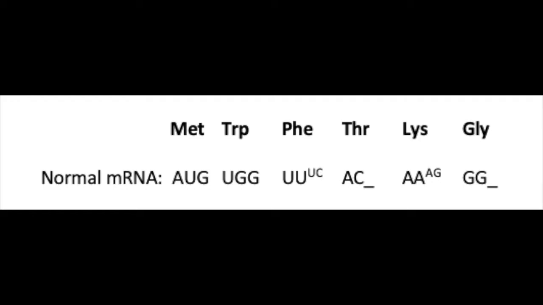Here I have listed all of the possible codon sequences for the normal mRNA sequence, using superscripts to designate situations in which a specific codon could utilize either of the listed nucleotides to code for an amino acid, and underscores to designate situations in which any nucleotide, adenine, cytosine, guanine, or uracil, could be used in that specific position to code for the same amino acid.